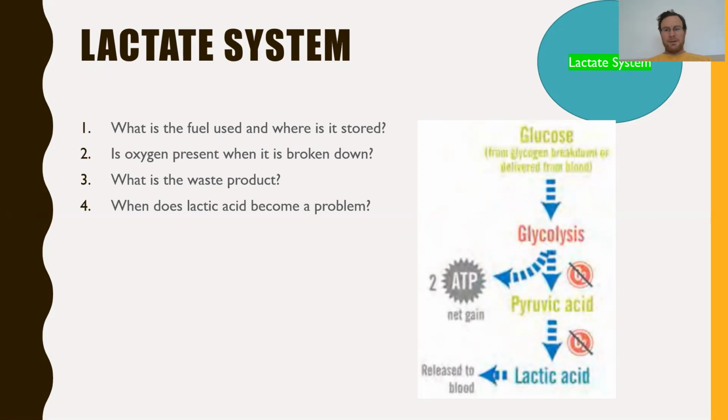So welcome back. Let's press on. So the fuel used is glucose that circulates in the blood, or glycogen from our muscles. We also store glycogen in our liver.